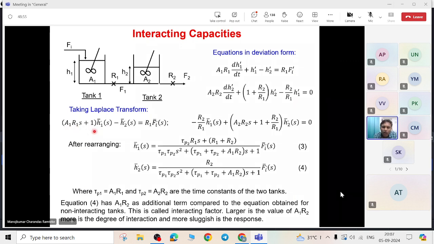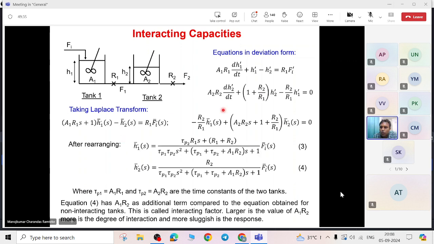I can obtain from this particular equation H2s. So H2s will be given by what? R2 by R1 H1s divided by this entire bracket. That is going to be H2s. And that H2s I can put in this particular equation. So you can see that this entire equation becomes in terms of H1s and Fi dash s. And if I rearrange the terms, I can obtain H1 dash s divided by Fi dash s, and that comes out to be tau p2 R1 s plus R1 plus R2 divided by, the denominator comes out to be tau p1 tau p2 s square plus tau p1 plus tau p2 plus A1 R2 s plus 1.